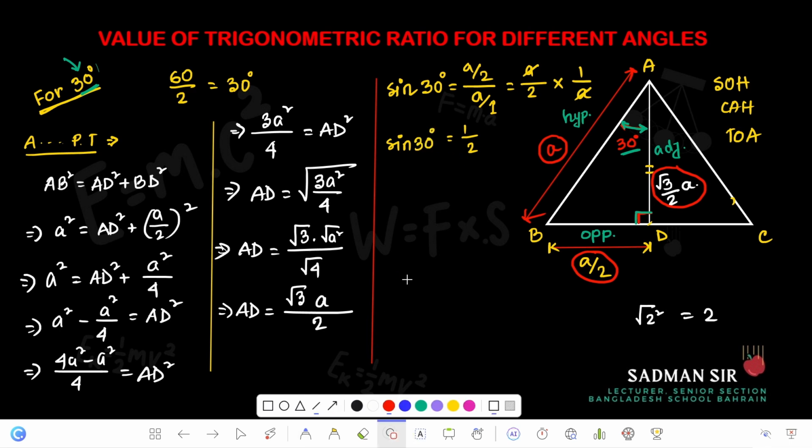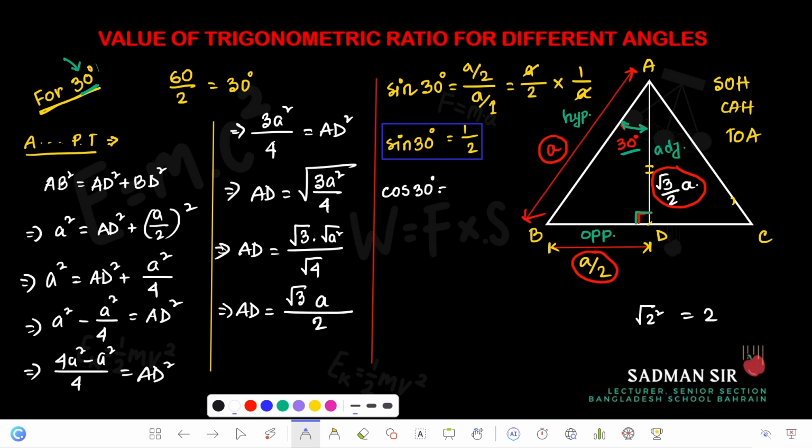So that is our first answer. Okay, so next we will write the other values. Let's use a different one. So cos 30 now. Cos 30 is equal to adjacent by hypotenuse. I would like to recommend that you pause the video and try to find out the value of other trigonometric ratios by yourself for 30 degree. Then you can match the answer with the table or with this video also.